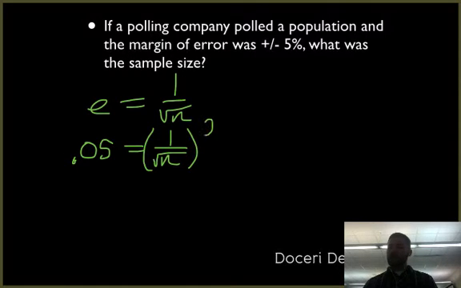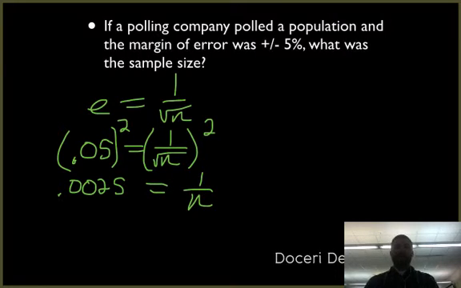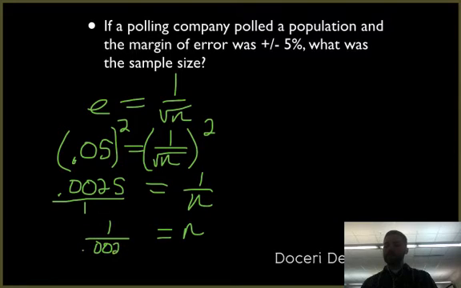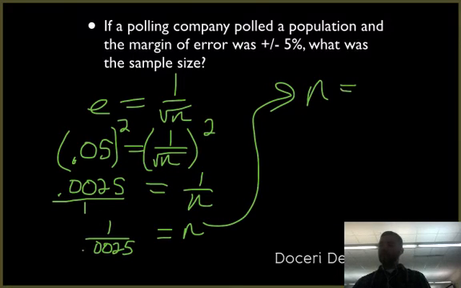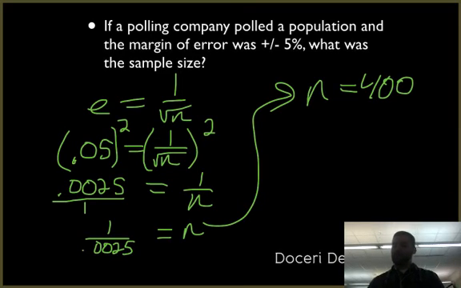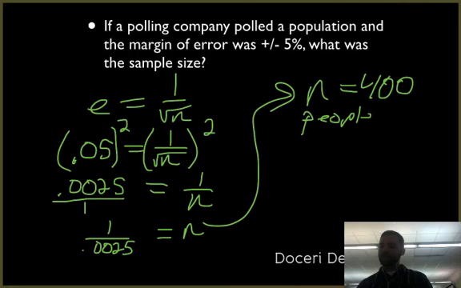To undo a square root, I'm going to square both sides. When I square the left, I get 0.0025. When I square the right, I get 1 over n. Now, how do I solve this for n? The easiest way is to flip both sides, and then we'll have our answer. Remember that the left side could be written over 1. So when I flip both sides, I get n is equal to 1 over 0.0025. And that ends up with n equal to 400. So they used 400 people in their poll.